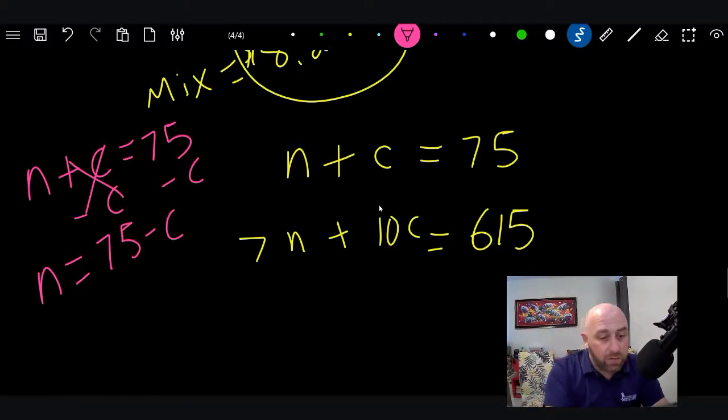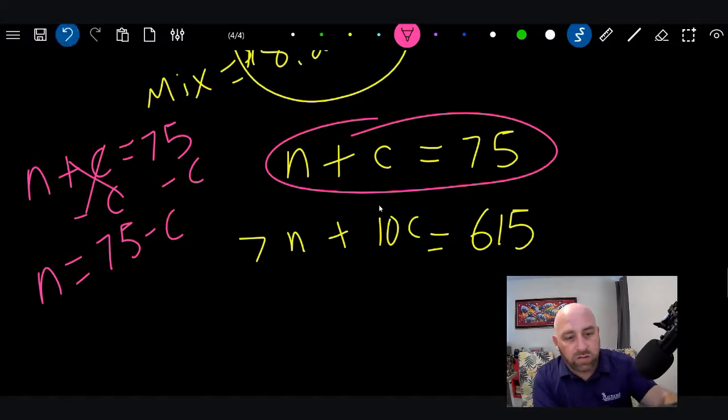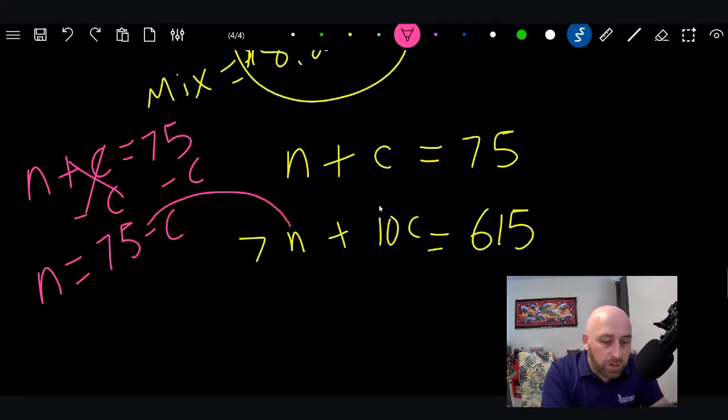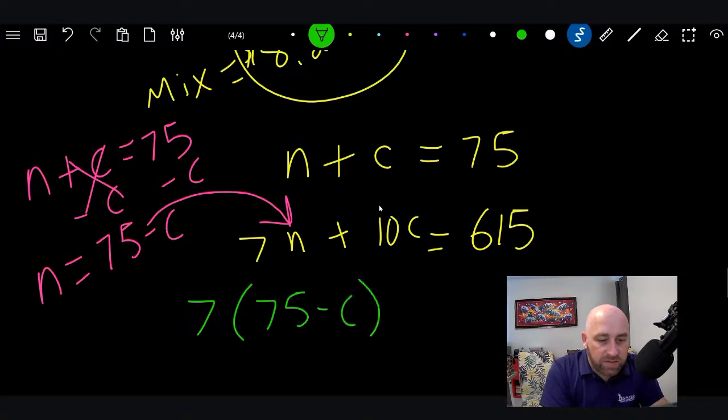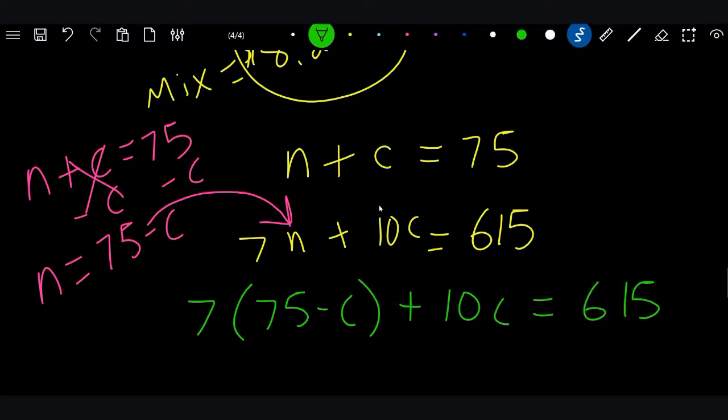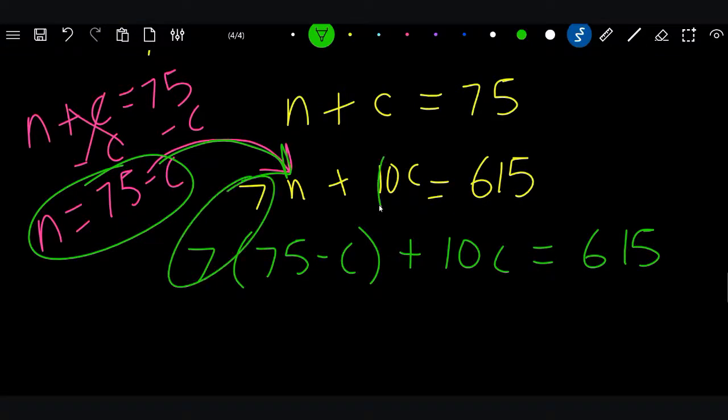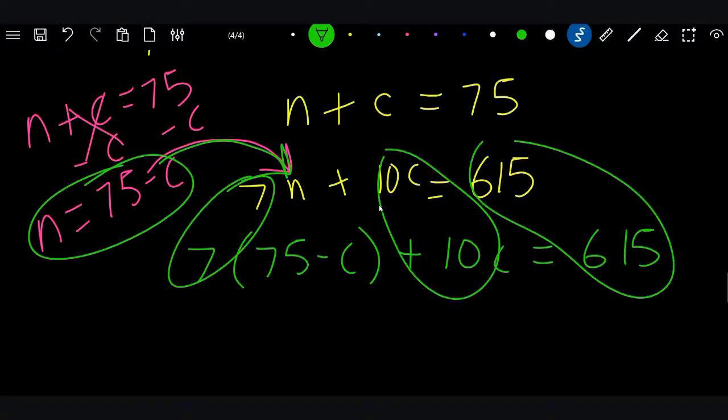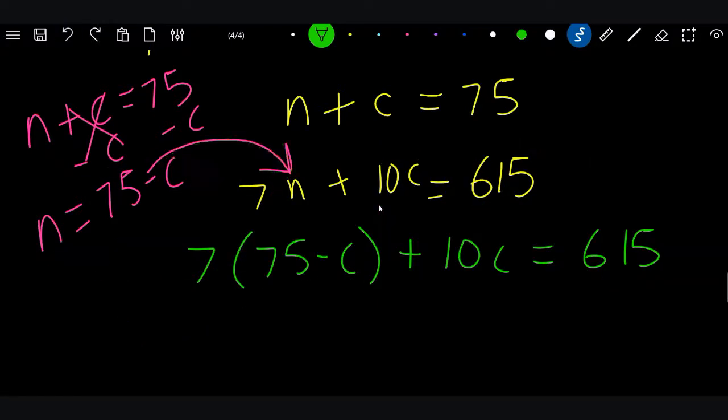All right, now where's that going to go? Now, we solve for N here, so we're going to plug N back into this one. So we're going to get now 7 times (75 minus C) plus 10C equals 615. Okay, all I did there was substitute that in for the N. It's the only thing I changed. Look, there's the 7, there's the 10C, there's the 75 minus C. Where'd that come from? It came from over here. That's the substitution. Okay?